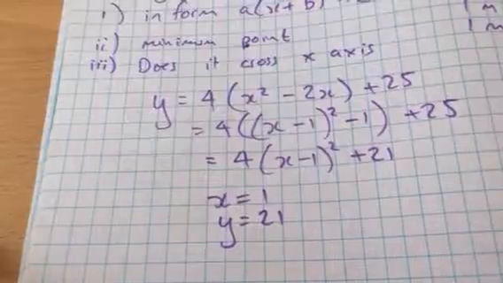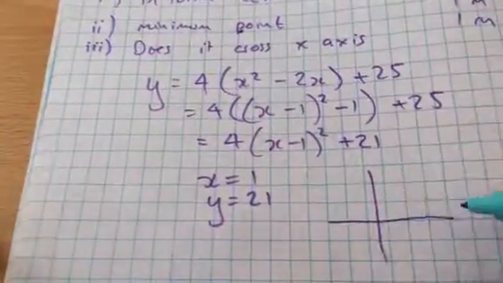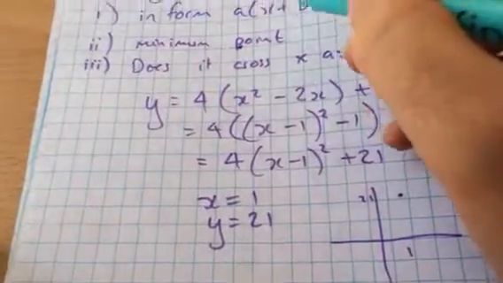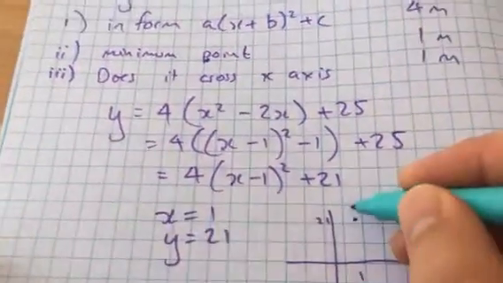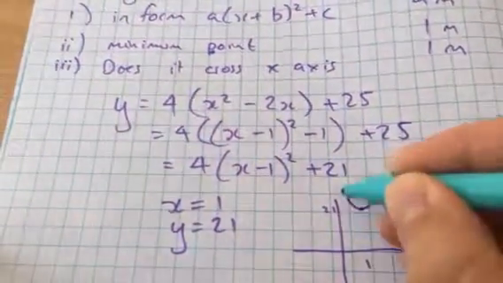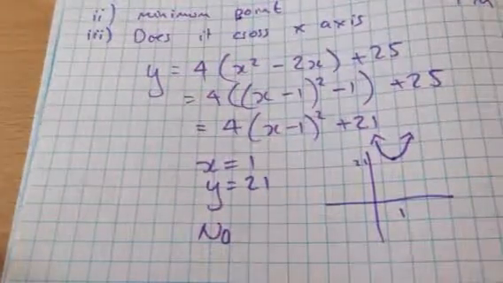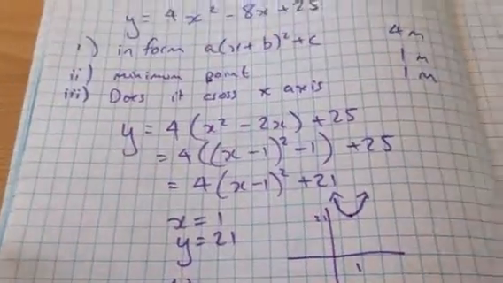And then it asks, does it cross the x-axis? So let's think about that graph. When x is 1, y is 21, somewhere up there, it's a positive function graph. So it's going to be a smile there. So the answer is no, it doesn't cross the x-axis. So there we have completed the square.